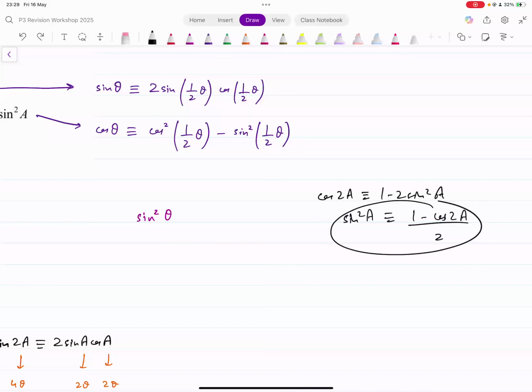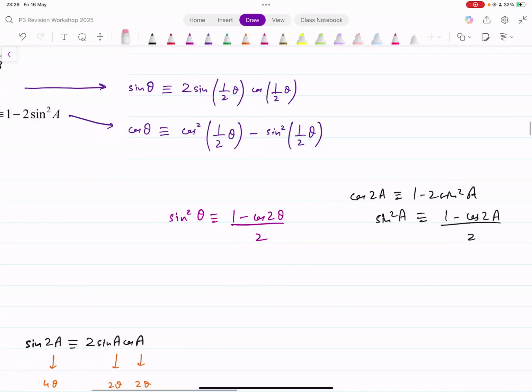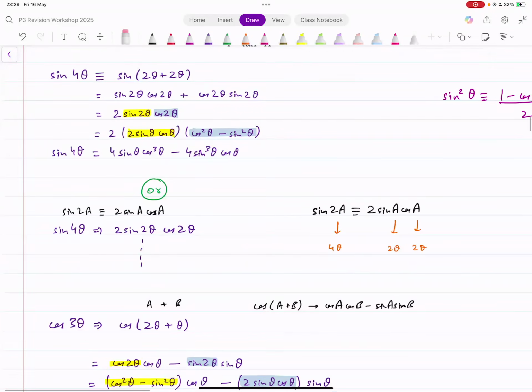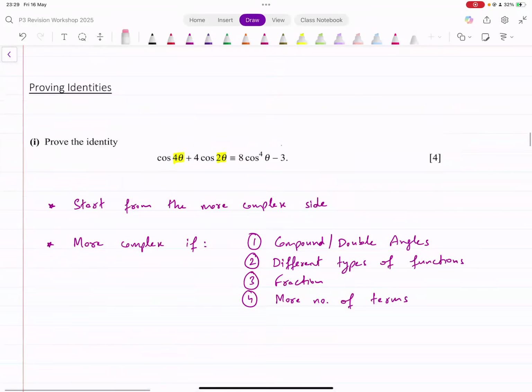Now, using this, we could say that sine square theta could be written as 1 minus cos 2 theta divided by 2. So in integration, we have to do this a lot. For integrating even powers of sine and cos, this is the identity that we use, the double angle identity for cos, like this, right? So we will be looking at this later on again in integration as well when we do that. Okay, let's move on.